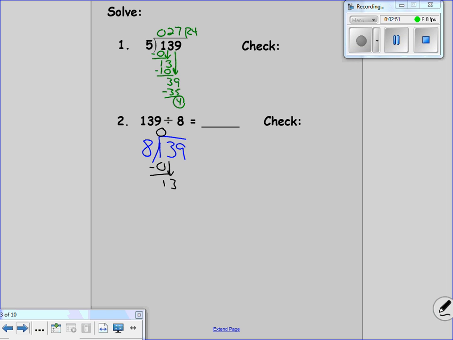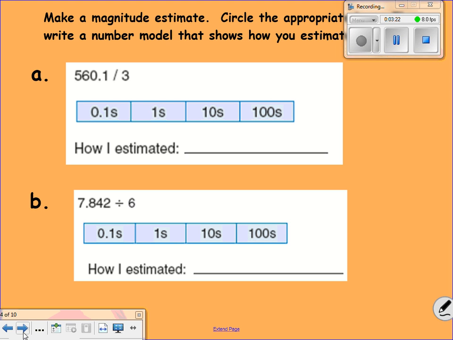8 times 2 is 16. That's way too big. So 8 times 1 is 8. Got an 8 here. I'm going to subtract. I get a 5. Bringing down the 9. 8 times 9 is 72. Too high. 8 times 8 is 64. Too high. 8 times 7 is 56. I get a 3. Remainder 3. The answer is 17 remainder 3. Let's keep on going here.